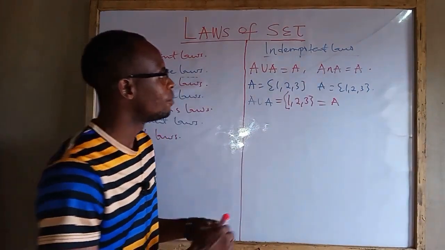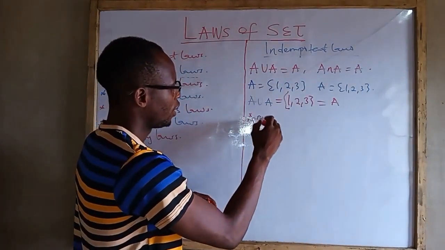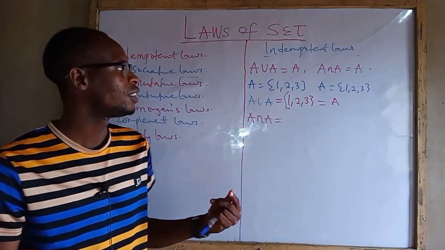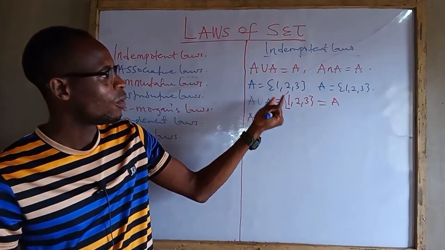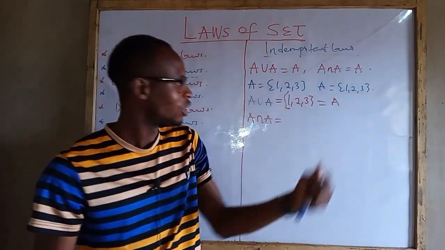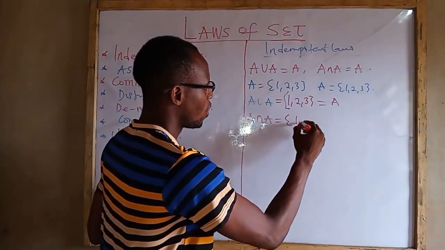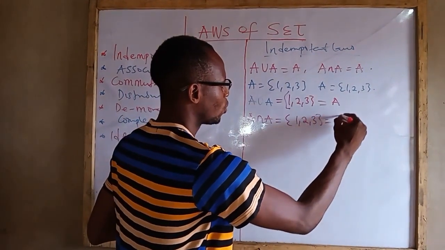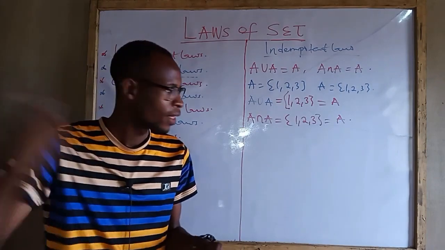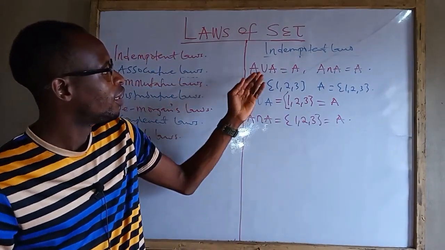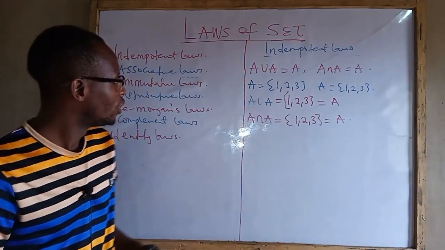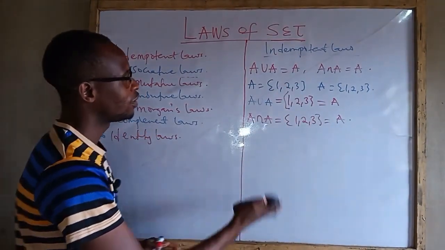The other one is simply A intersection A. Now, what do we mean by intersection? Intersection simply means what is common to A and what is also common to this A. So, of course, what is common to this is also common to this. So, it's simply going to be equals to 1, 2, and 3, which is equals to A. Please, are we following? Okay? So, this and this has been verified by the idempotent law.